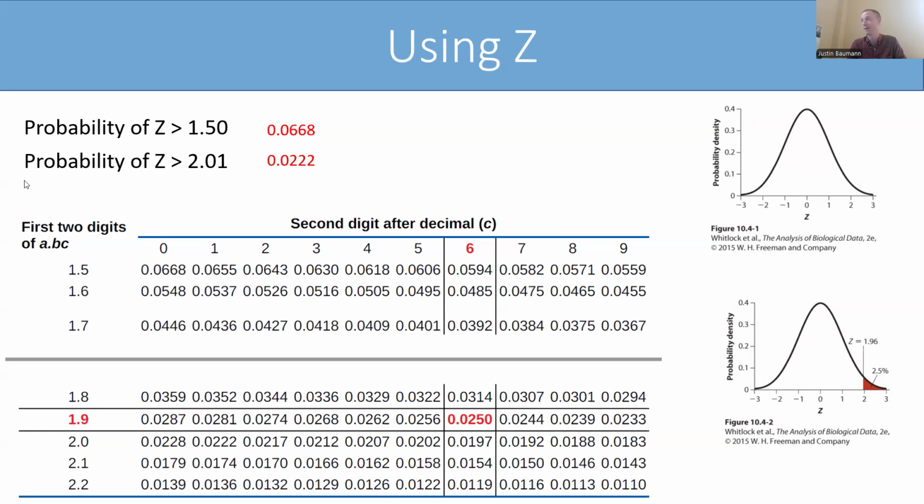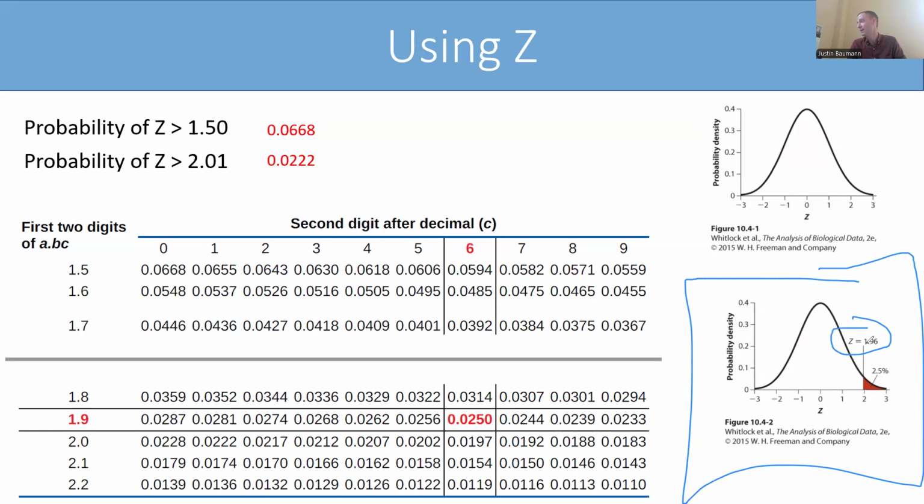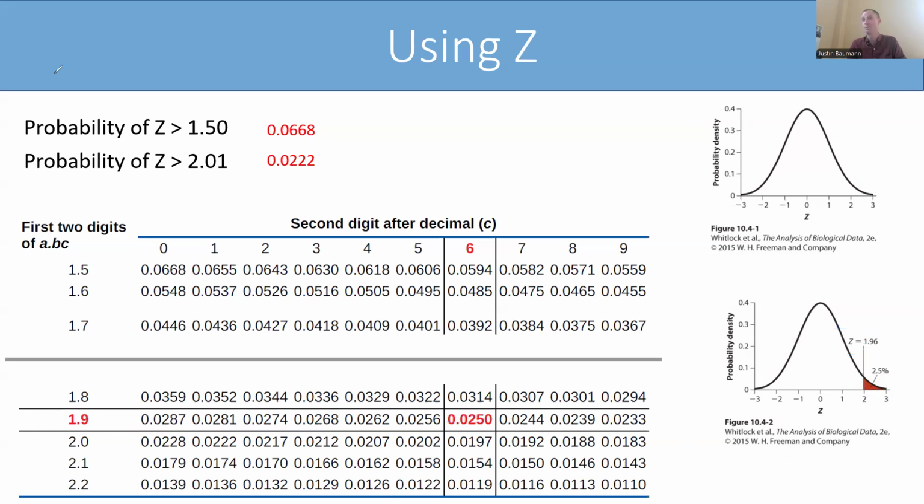And this is really the only part that matters a lot, is this bit down here, right? Z equal to positive or negative 1.96 gives us a probability of 0.025. The reason that matters is because most of our tests, as we learned last class, are actually two-tailed, right? We're interested in the values that are either 2.5% on the high end or 2.5% likely on the low end, right? That's our 95% confidence interval, or 95% cutoff for P equal to 0.05, right?